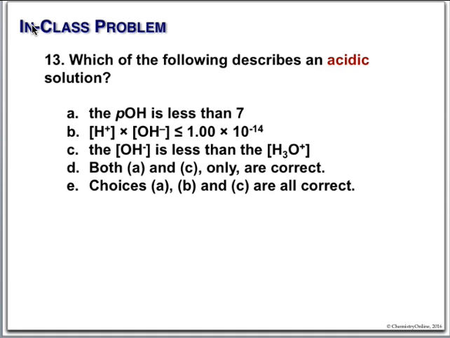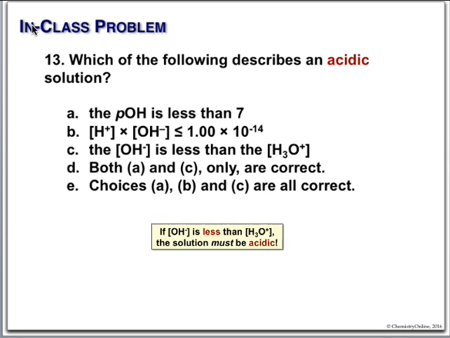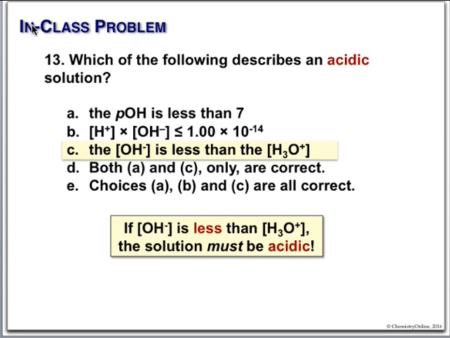Hydroxide is less than hydronium. Now, hydronium is the acid part, right? Hydroxide is basic. If we have more hydronium than we do hydroxide, that means the solution is acidic. If you have more hydronium than you do hydroxide, it must be acidic.